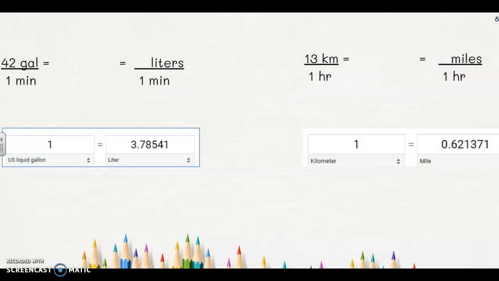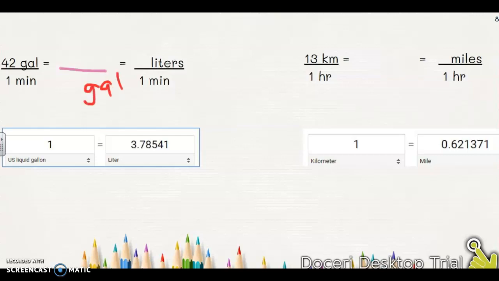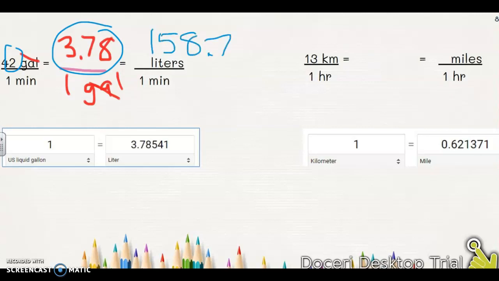Go ahead and try these two. I even found the conversion for you so that you can set up your middle fraction here. So remember, you want to put gallons so that you can cross cancel them out. So I know that 1 gallon is equivalent to 3 point, let's just go with rounding it to the nearest hundredths. So once you put that in, you can cross simplify the gallons. Nothing else cross simplifies. So you have to then multiply 42 times 3.78, and that's going to tell you how many liters per minute. Did you get 158.76? Okay, now you go ahead and do the next one.